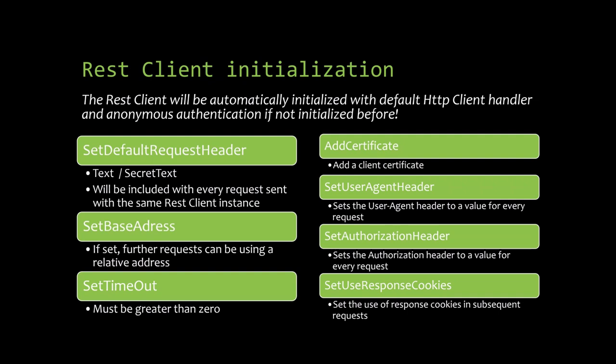You can set a base address. I don't know if you have ever used the base address on the HTTP client. As it is today, that is useless, because your requests, either with a request message or a get or post, still require a fully qualified HTTP address. You cannot use relative addresses, but with the REST client, you can use relative addresses. You will see an example later on what I mean with relative address, but you set the base address once and then you use relative addresses in your further requests.